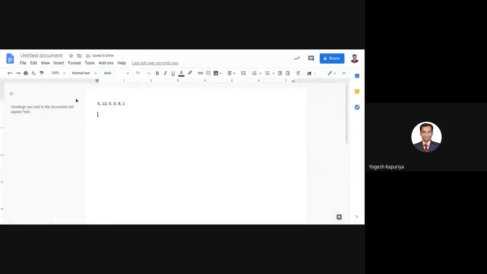First step is you will compare this 5 with 12. So 5 and 12 will be compared because 5 is less than 12, so no swap is required. Next time 5 will be compared with 6. 5 is less than 6, so no swap required. Next time 5 will be compared with 3. Because 3 is less than 5, then we require a swap.